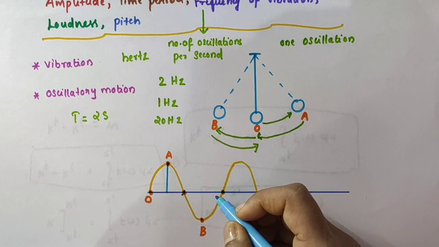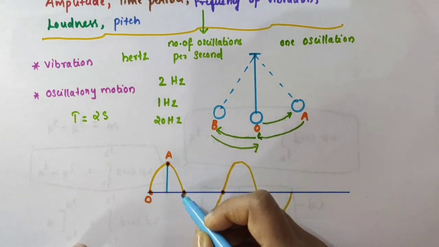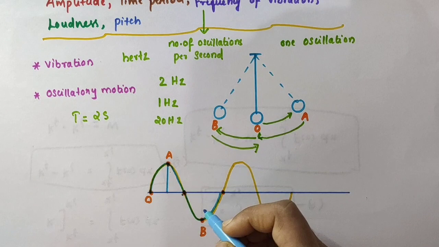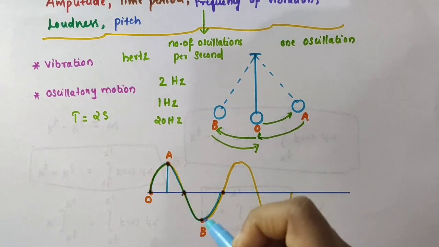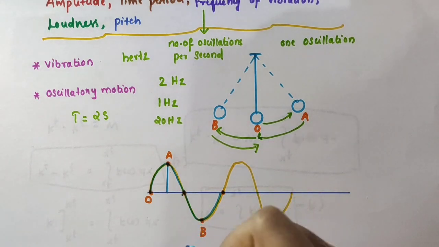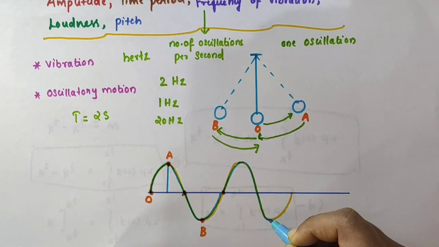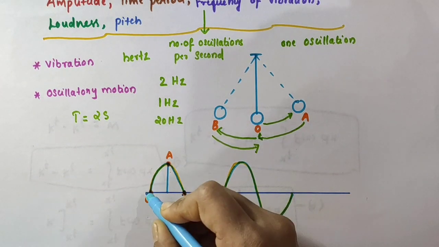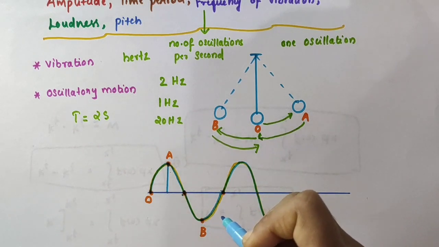We will consider one oscillation, one complete vibration, like this. This represents one oscillation or one complete vibration. We can represent these vibrational motions or oscillatory motions using such wave representation. If you have one more oscillatory motion, then you can draw one more wave here. So from here to here, we get one complete oscillation or one complete vibration.